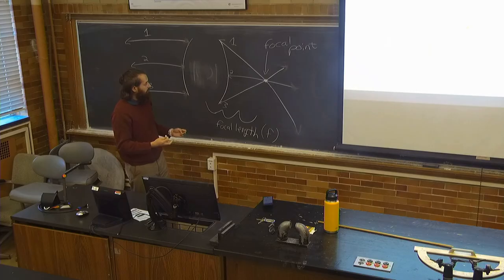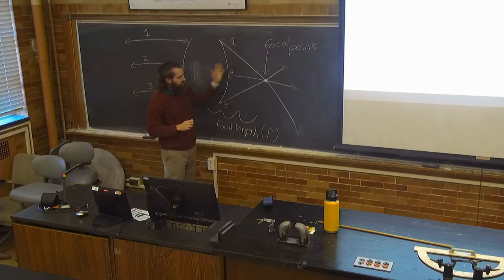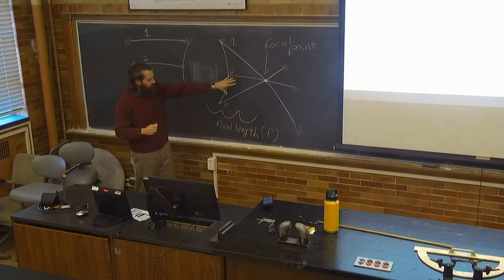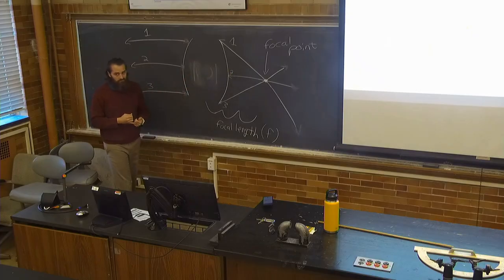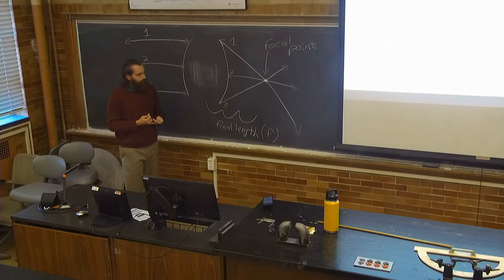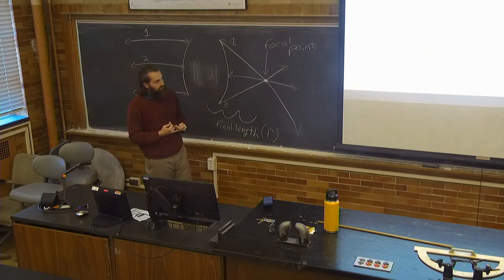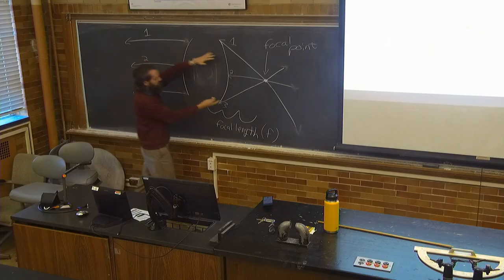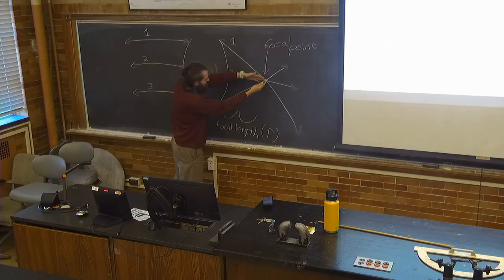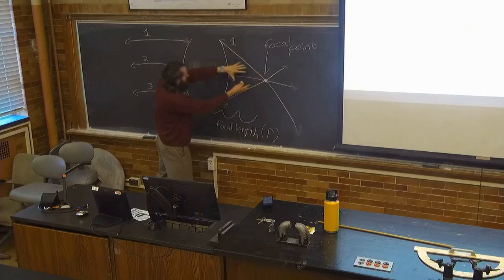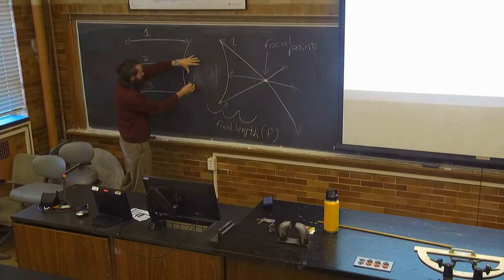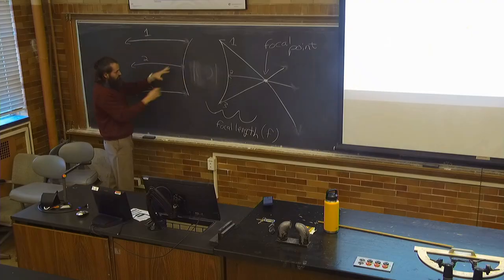Whenever you make a ray tracing diagram like this, they're always reversible. The lines themselves don't change, just the direction of the arrows change. So a convex or converging lens can take parallel light rays and make them converge, or it can take this single point of light, and after it hits the lens, it can make that light become parallel.